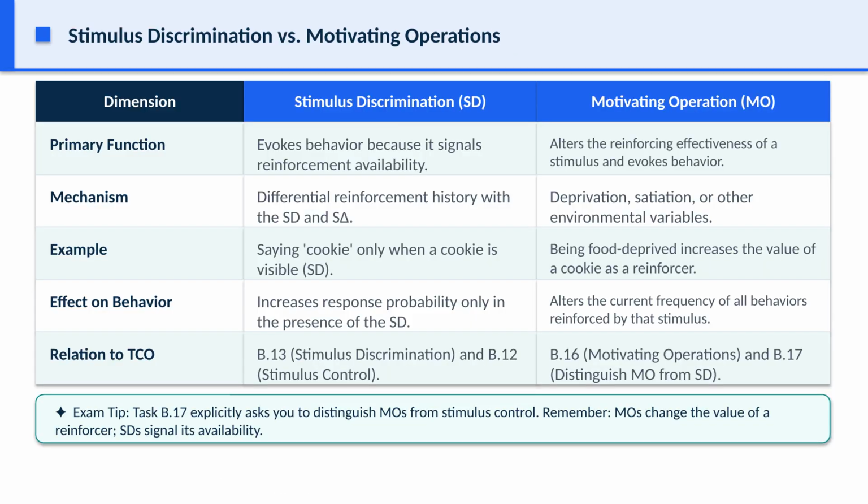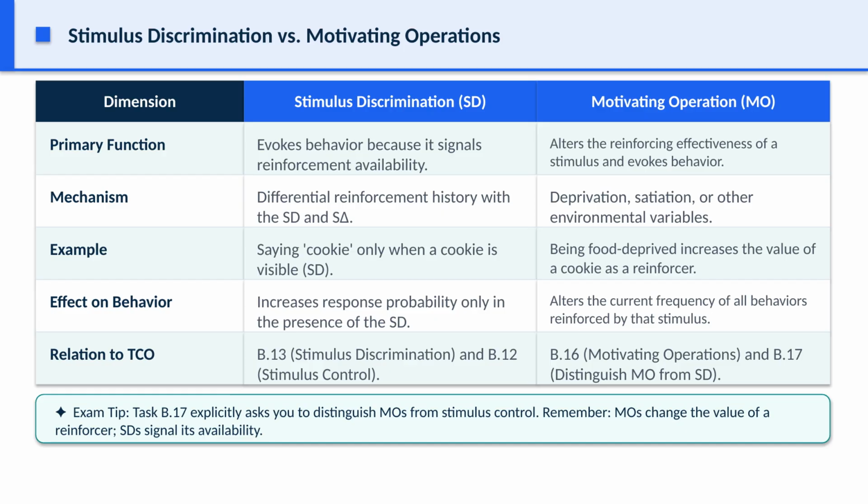On this slide, we distinguish stimulus discrimination from motivating operations, a key comparison for the BCBA exam. Stimulus discrimination's primary function is to evoke behavior because it signals reinforcement availability based on a history of differential reinforcement with an SD and S delta. In contrast, motivating operations alter the reinforcing effectiveness of a stimulus and evoke behavior through deprivation, satiation, or other environmental variables. For example, saying cookie only when a cookie is visible is a tact under stimulus control of the SD, while being food deprived increases the value of a cookie as a reinforcer, making it an MO.